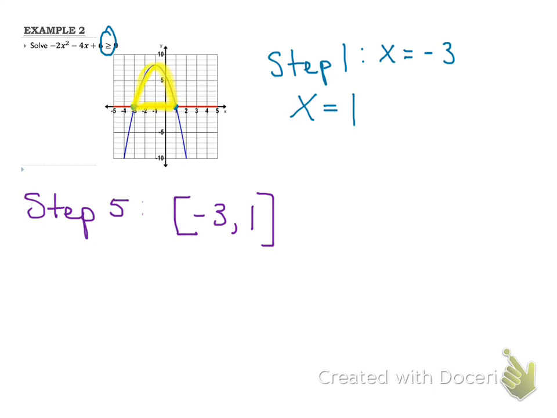This solution tells us that if we were to choose a value in between -3 and +1, or if we chose the values of -3 or +1, then that would give us a situation where the quadratic would be greater than the linear.